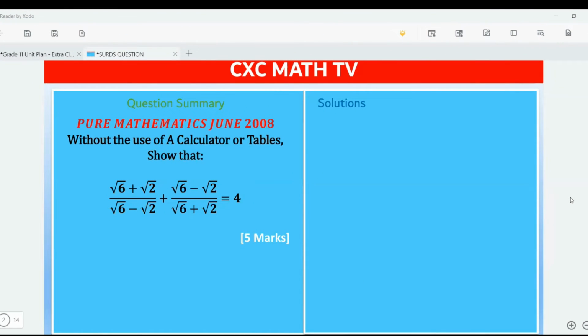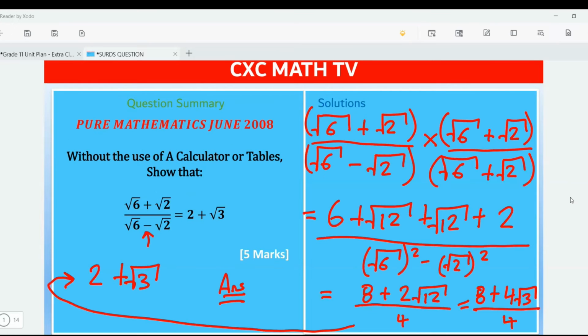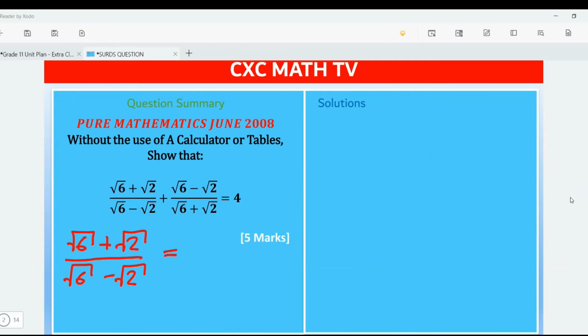Now, the second part of the question is we need to show that when we add these two surds, the result works out to be 4. Now look at this. We just proved that the square root of 6 plus the square root of 2 over the square root of 6 minus the square root of 2. Remember, we already worked that out. We already worked it out and we got that it was 2 plus root 3. Let us bear that in mind. That is 2 plus root 3.